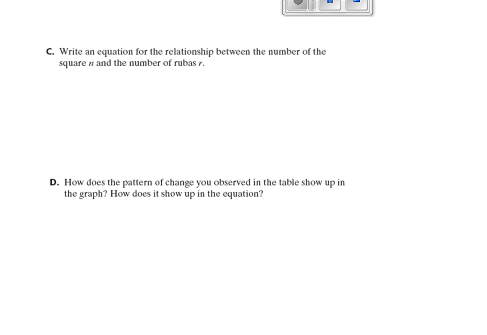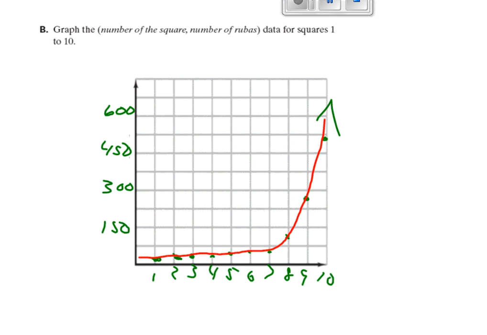Awesome. So we already talked about the equation. Now they use square n and rubas r. So rubas equals 2 to the n minus 1. That's what we said our equation was for this problem. Now, how does it show up in the graph? Well, the pattern that we talked about, doubling every time, obviously look at the graph. It's doubling every time. And once that gets to a certain point, holy cow, that thing's taken off.